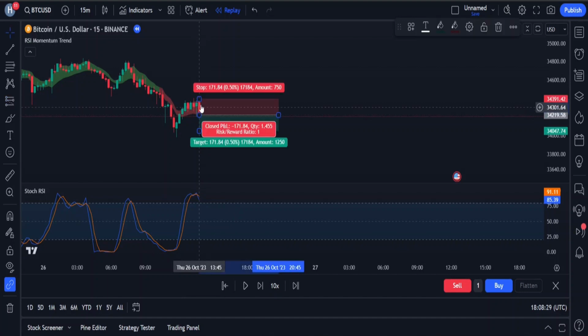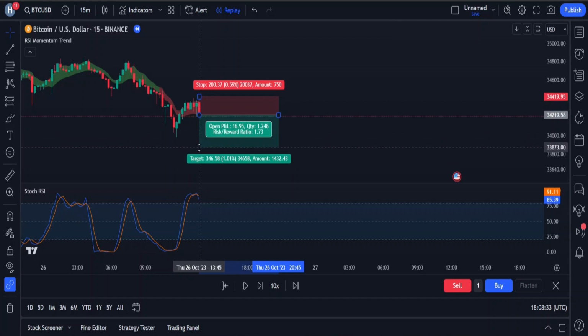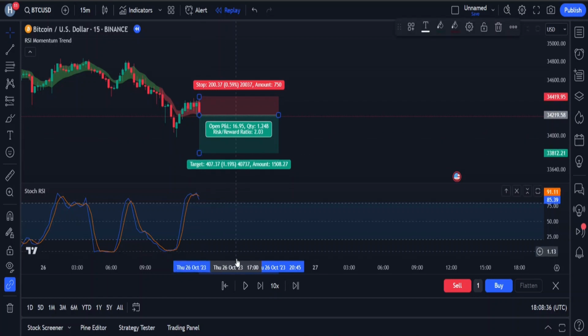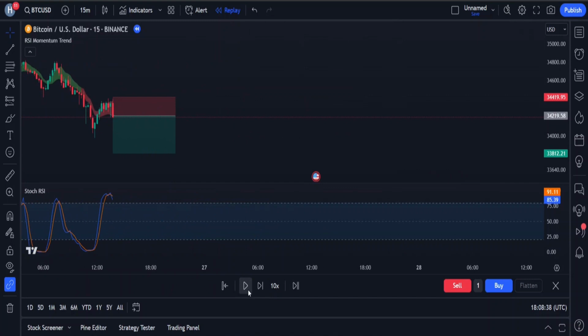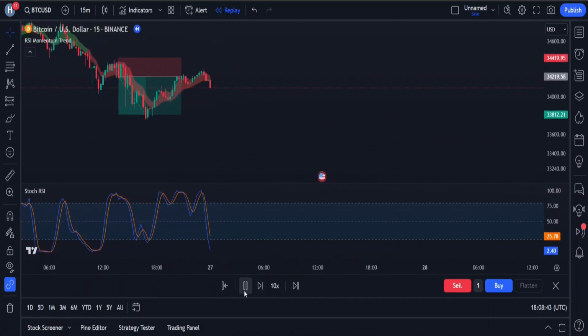Our stop loss will be placed above the recent swing high, and we either place our take profit target based on a 2% risk to reward ratio, or we also have the option to hold the position until the overall trend changes on the RSI Momentum Trend indicator.